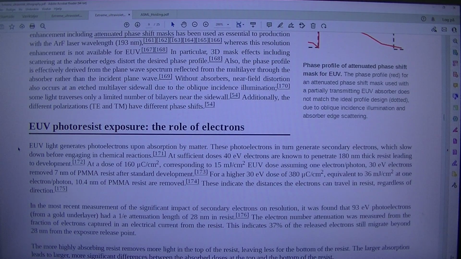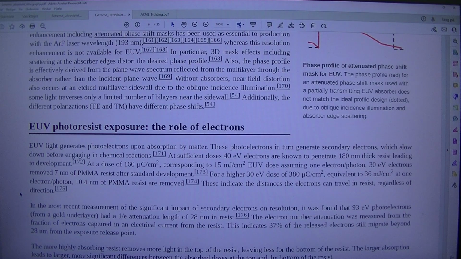173. For a higher 30 eV dose of 380 µC/cm2, equivalent to 36 mJ/cm2 at 1 electron/photon, 10.4 nm of PMMA resist are removed. 174. These indicate the distances the electrons can travel in resist, regardless of direction.